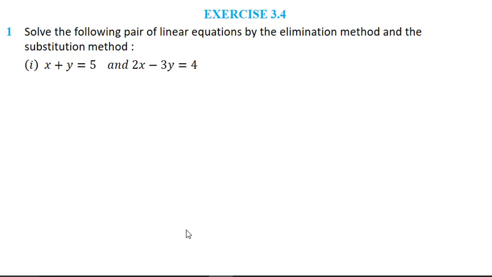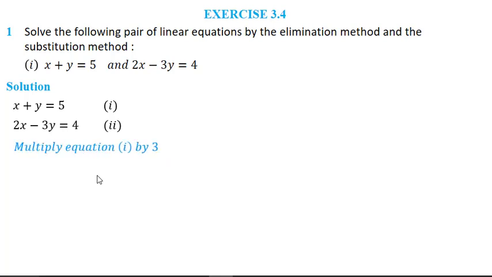First question: x plus y equal to 5 and 2x minus 3y equal to 4. Now if you check the variables, we have two variables x and y. The coefficient of x in the first equation is 1, in the second it is 2. The coefficient of y in the first equation is 1, in the second equation it is 3. So I have to make the coefficient of one of the variables the same. So if I want to make the coefficient of variable y the same, here it is minus 3y and here it is only y. So what will I do? I will multiply this equation 1 by 3.